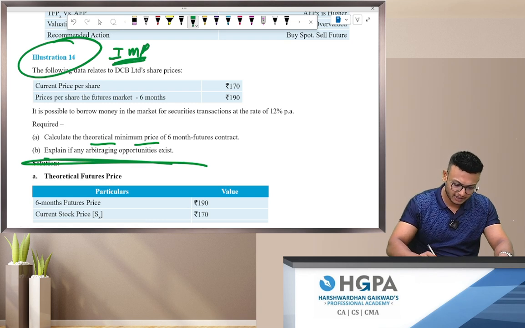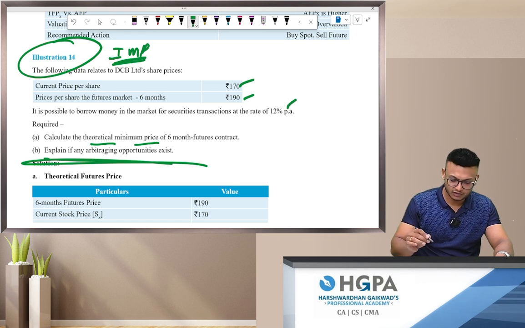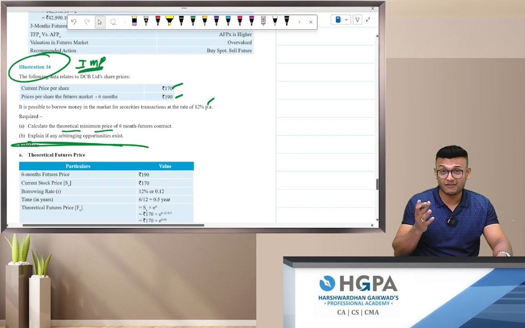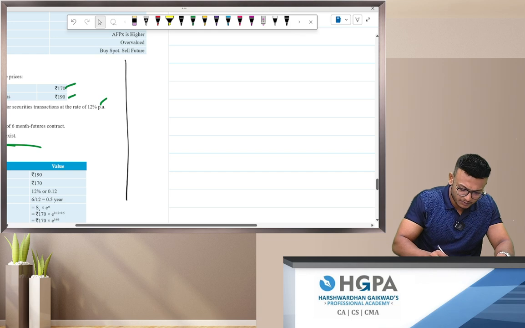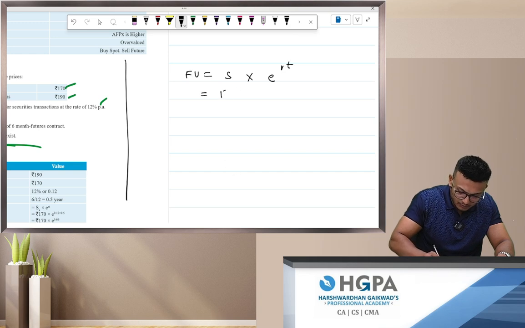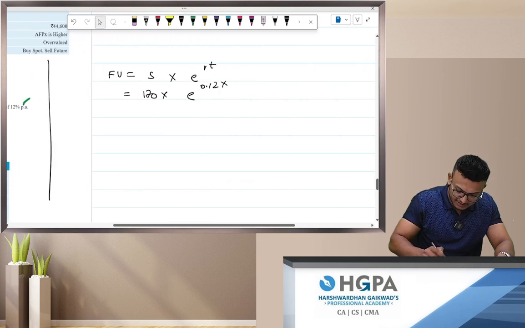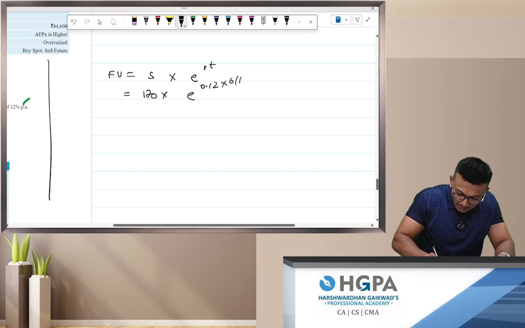Okay. The current price they have given. Future price is 190, 12%. So first, there is no dividend over here. So it's very, very simple. Straight compute the theoretical market price. How much is this? Spot is 170 into e raised to 0.12 into the months. How many months? 6 months, so 6 upon 12.